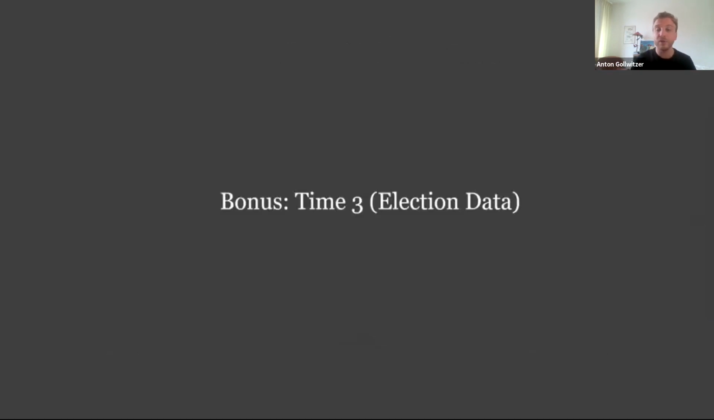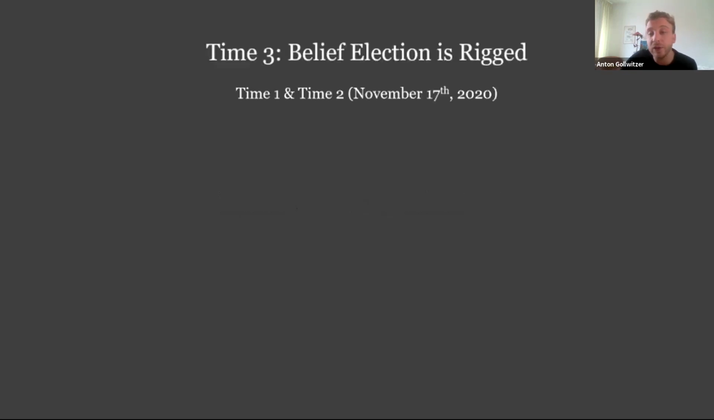Here's a little data bonus. So we also collected time 3 for the election data. What we did, we took the same sample and 2 months later asked them their endorsement of the election being rigged again. So we measured their false belief again 2 months later. So time 1 was right after the election, November 17th. Time 1 is basically baseline. Time 3 was around 2 months later, so January 6th.